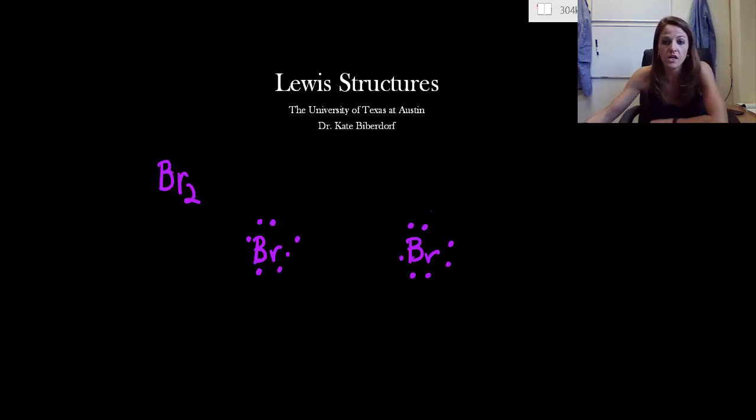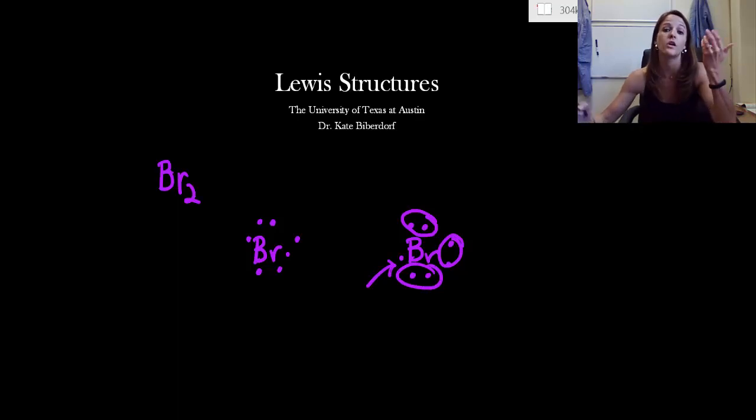What we see here is that each of these bromine atoms has 3 lone pairs. 1, 2, and 3. But they each have a single electron that is left unpaired. What we do with Lewis structures is find a way to take unpaired electrons on different atoms and bring them together to form a bond.